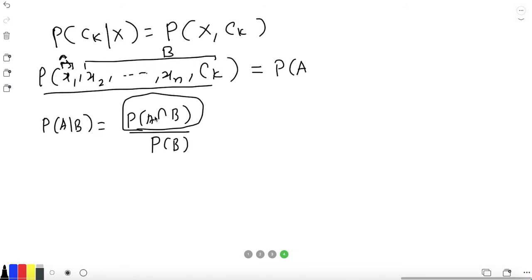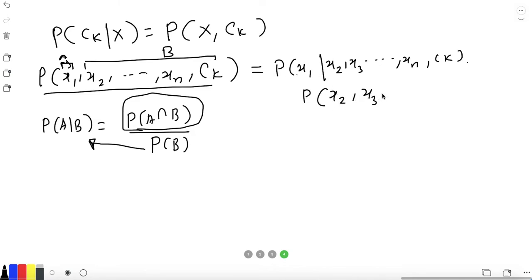So I'm using the formula for this. We don't have A here, we have the x's and ck. Probability of A intersection B needs to be on the left-hand side, so it is probability of A given B times probability of B. That is, probability of x1 given x2, x3 up to xn, comma ck, into probability of B. And B is this term, probability of x2, comma x3 up to xn, comma ck.